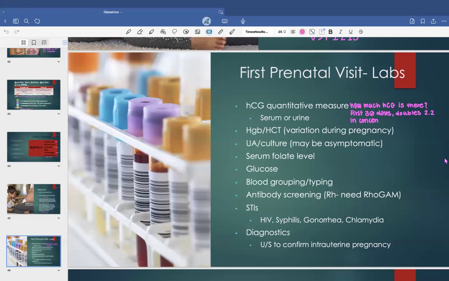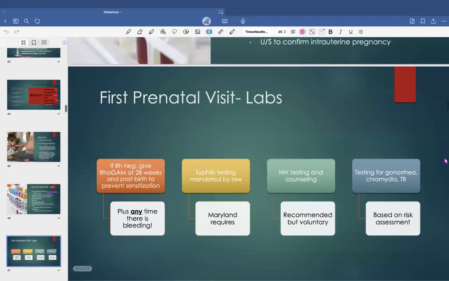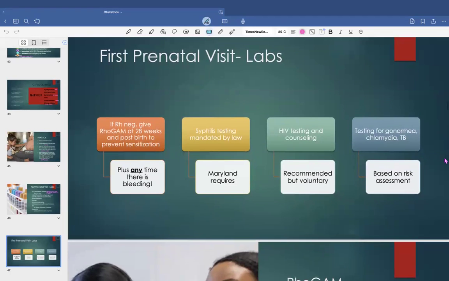If the patient is Rh negative, we're giving RhoGAM at 28 weeks and post-birth to prevent sensitization, which we're going to talk about in a second. You will also need to give RhoGAM anytime there's bleeding. So RhoGAM at 28 weeks, at birth, and anytime there is bleeding.